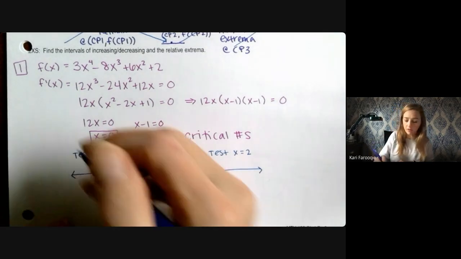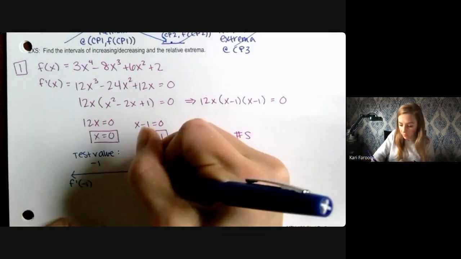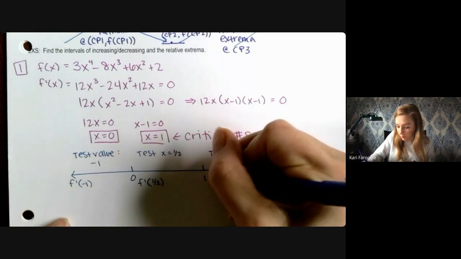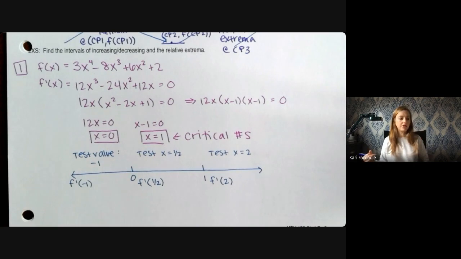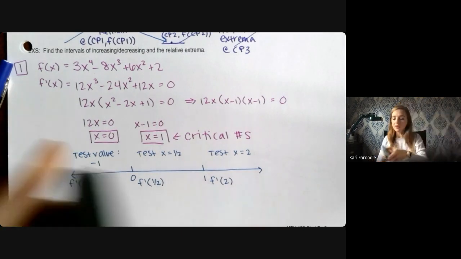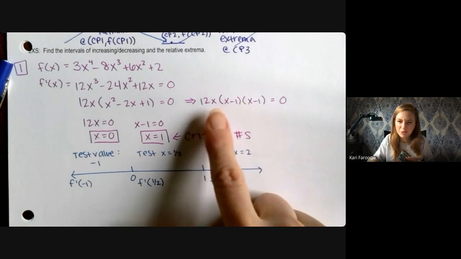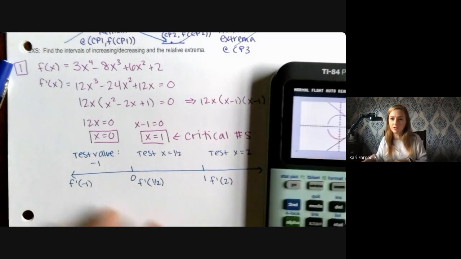So let's evaluate the first derivative at each test point. This will tell us something about the slopes of the tangent lines. Now, if you're thinking, oh my gosh, I have to evaluate the first derivative at all these values, technically, yes, but use your calculator. If it's a polynomial, especially if you factored it, this will be a little bit easier to do. But in general, you're probably going to use your calculator.